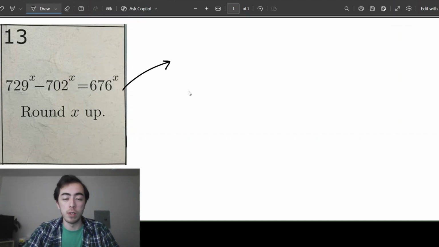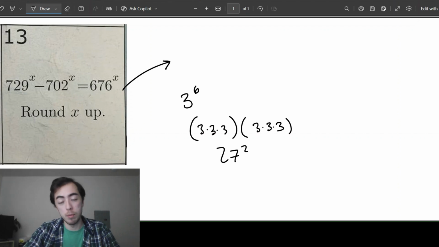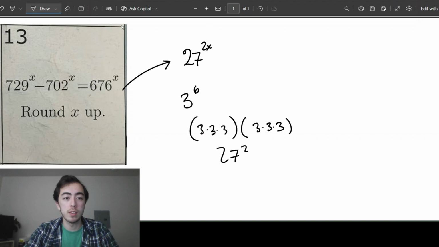729 is a power of 3. This is 3 to the power of 6. Let's write out all the 3's for a sec. I think what I'm going to do is call it 27 squared to then the power of x. So I can rename this as 27 to the power of 2x.